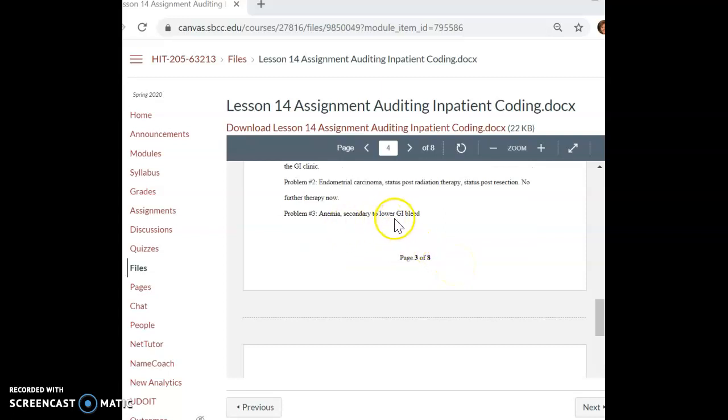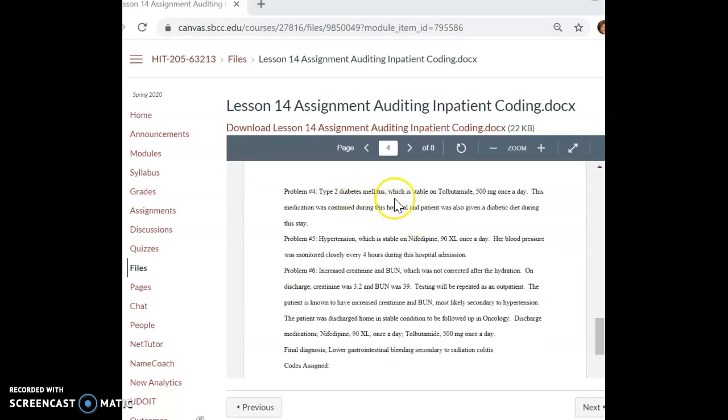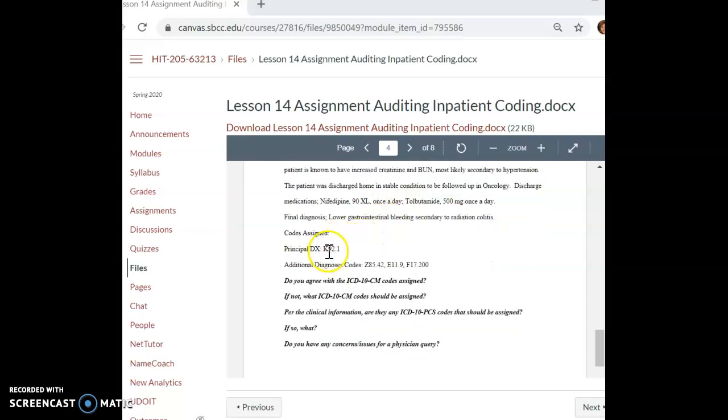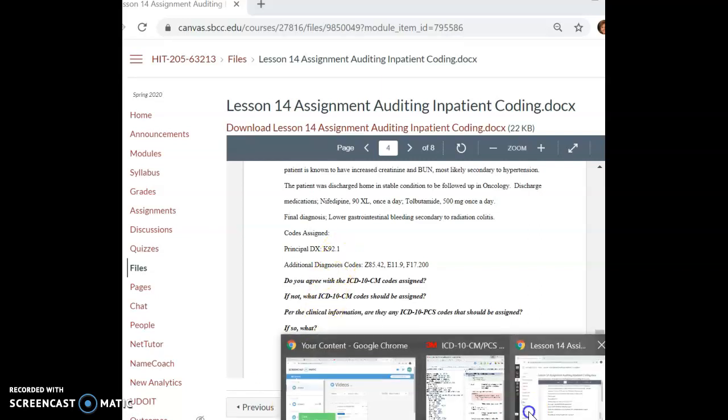Problem three, anemia, secondary to, and right here's a key word, lower GI bleed. Four, we have type 2 diabetes. We have hypertension. We have increased creatinine and BUN. So for the principal diagnosis, what we need to audit here is K92.1. So with this, let's go ahead and pull up the code book.